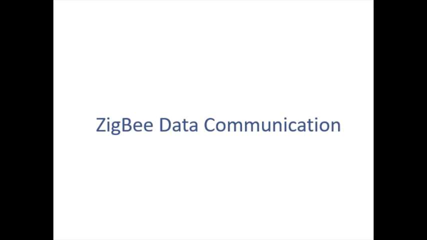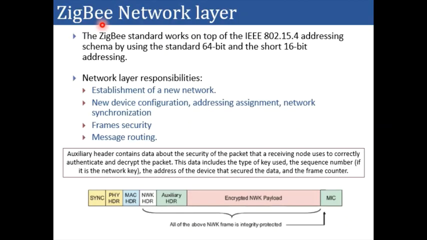Now, let us talk about the ZigBee data communication. ZigBee is built on top of IEEE 802.15.4. So we will not discuss the MAC and physical layer because we have already covered those when we discussed IEEE 802.15.4. On top of that, we will have the network layer and the application layer for the data communication. So let's first see the structure of the ZigBee network layer.